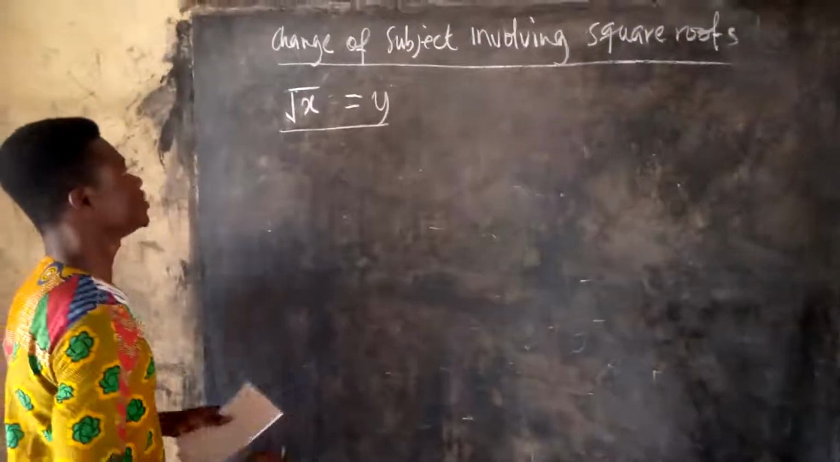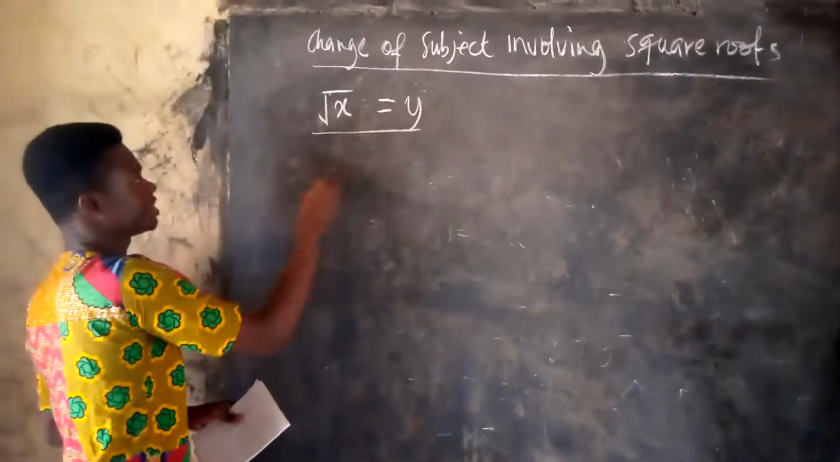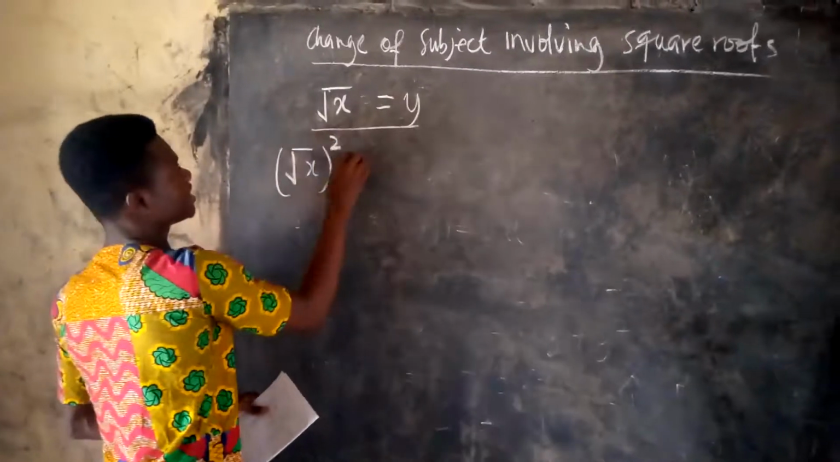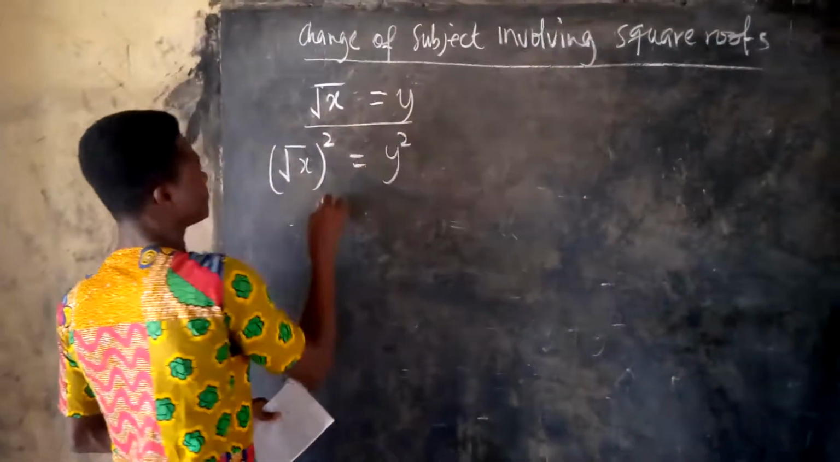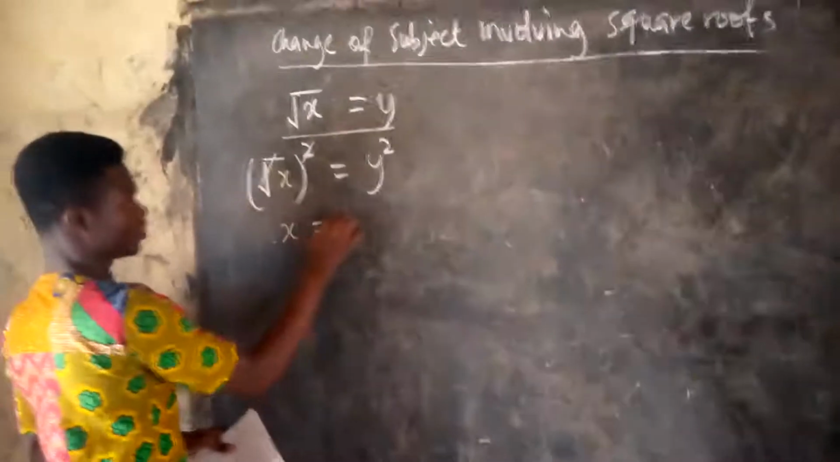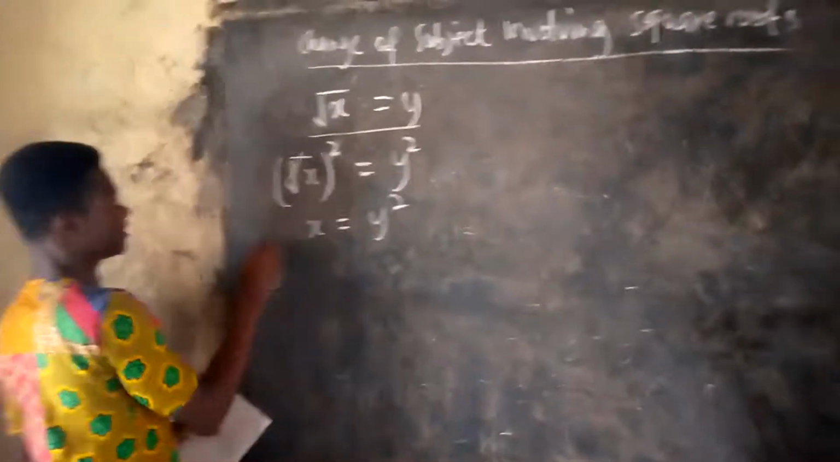All that you need to do is to square both sides of the equation. So it says square both sides. Square this side and then you come and square this side. And these two, you do away with the root and get x is equal to y squared. The same thing, let's also try this example.